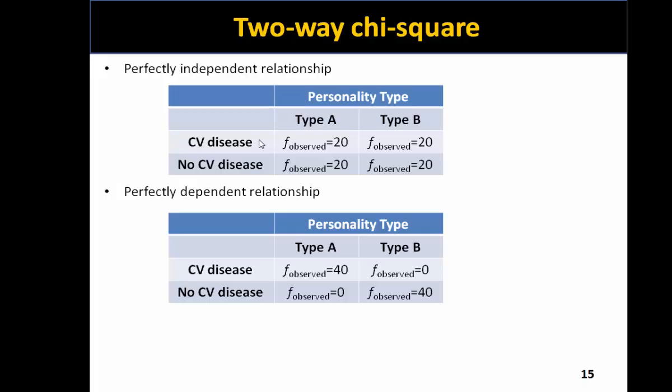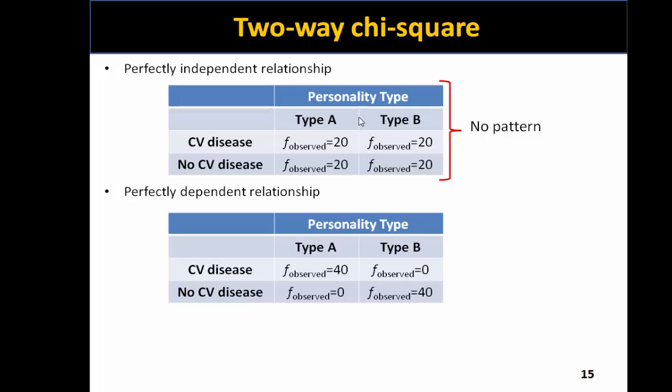On the far other end of the spectrum, we see that 40 individuals randomly selected from a pool of the type A were of the type A personality type. All 40 had cardiovascular disease, and 0 did not have cardiovascular disease. The opposite holds for those in the type B personality type, in which 40 did not have cardiovascular disease and none were identified as having cardiovascular disease. And this is a perfectly dependent relationship.